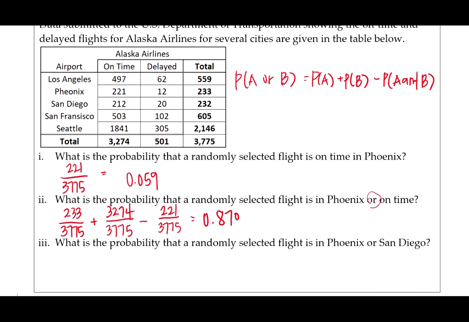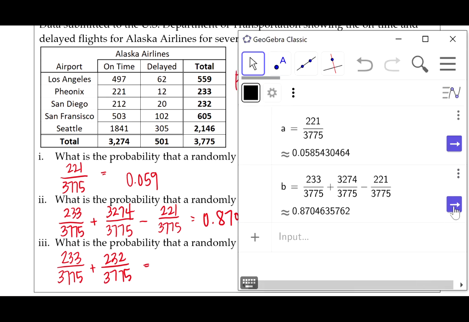Okay, one more part. What is the probability that a randomly selected flight is in Phoenix or San Diego? So Phoenix includes the 233 flights here, and San Diego includes these 232 flights. And notice that there are no flights that can be both in Phoenix and San Diego. Using our addition rule up here, we can compute the probability of Phoenix plus the probability of San Diego, but there is no probability of being in both Phoenix and San Diego because it would be 0 out of 3,775. So we can just take the 233 out of 3775 and add to it the 232 for San Diego out of 3775. And then we don't have to subtract anything because Phoenix and San Diego are disjoint, so they don't have any outcomes in common.